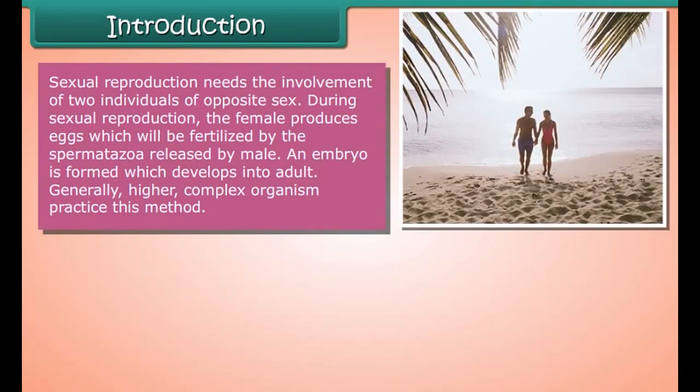Sexual reproduction needs the involvement of two individuals of opposite sex. During sexual reproduction, the female produces eggs which will be fertilized by the spermatozoa released by the male. An embryo is formed which develops into an adult. Generally, higher, complex organisms practice this method.